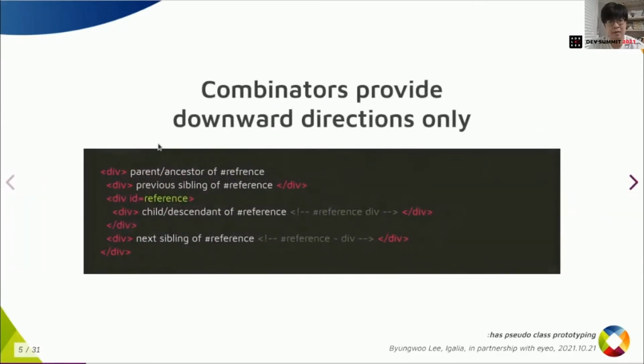And as you already know, CSS combinators provide only 2 of the 4 directions. They provide a child or descendant relationship like this, and a next sibling relationship like this. But they don't provide the other 2 directions. The main reason for the limitation is that it is efficient for performance optimization. Checking the descendant relationship is more efficient than checking the ancestor relationship because an element only has one parent, but it can have multiple children.